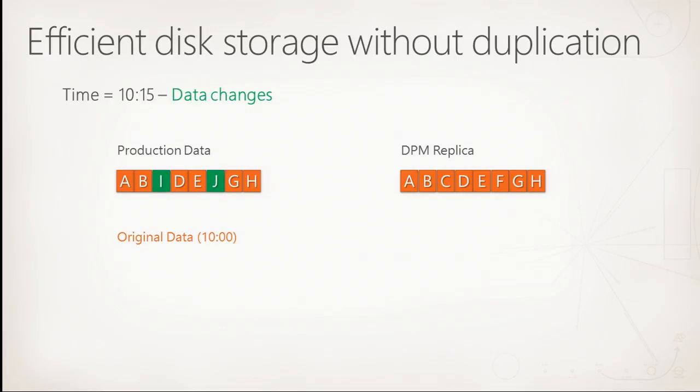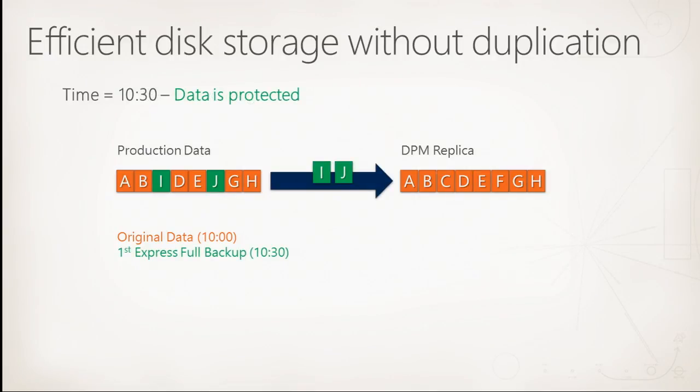What then happens is we might do a data change, just like you saw in the example just a second ago, on the production server. We flip some bits in memory, of course, but then when the next sync occurs, we're going to send those bits over to the DPM server. So an express full backup occurs at 10:30, and we just send those 2 bits on disk over to the DPM server. What happens is they get written into the DPM replica, and we overwrite the blocks in the DPM replica that's the full live current copy of our production data.